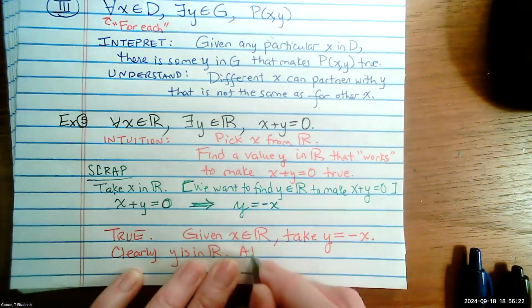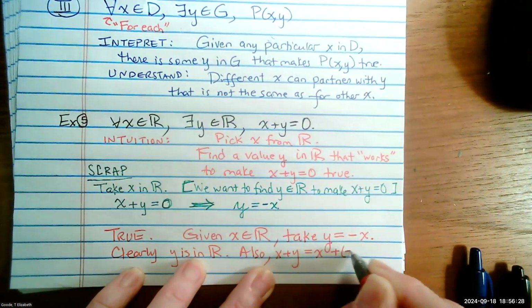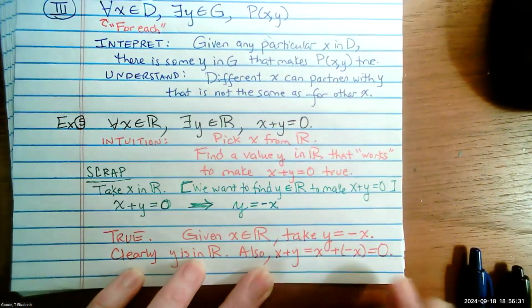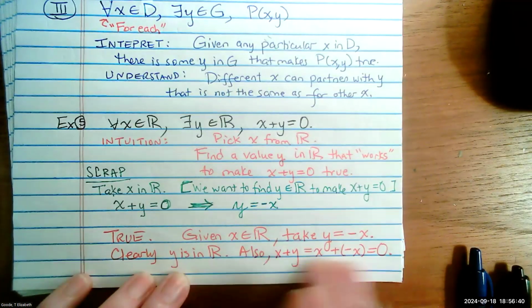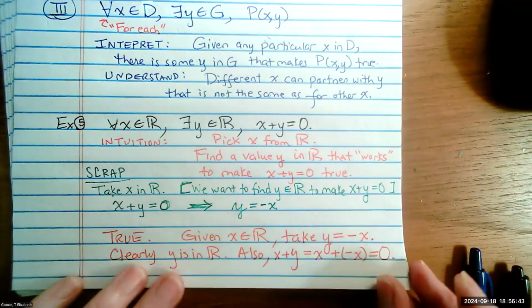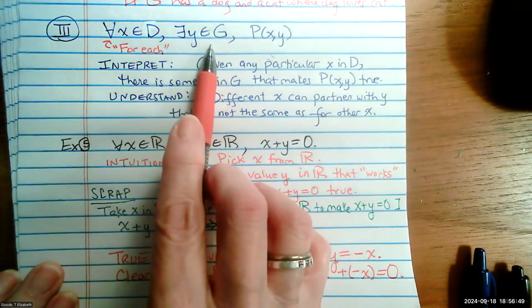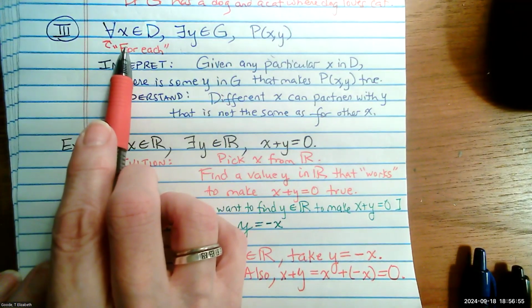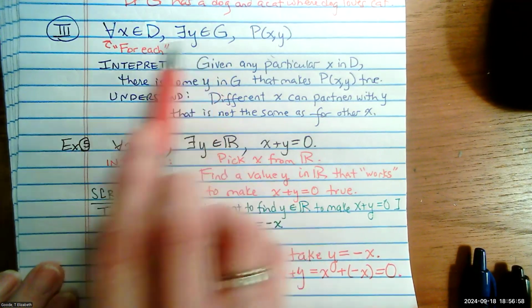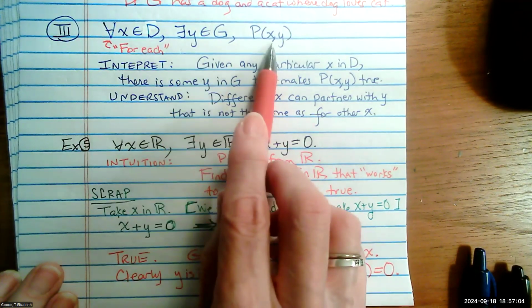So we just say, hey, also, x plus y is equal to x plus -x. And of course, that does equal 0. It's that simple. The scrap work helped us find an expression for y that makes this algebra work out. Okay? So again, to recap, if it's a for all x there exists, we want to say it for each. We want to think about each x kind of on its own, and for each x, we're looking for a corresponding y. So for each x in D, we find a y in G that makes the predicate true.